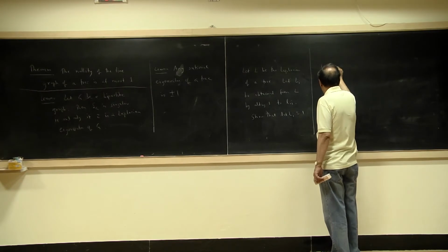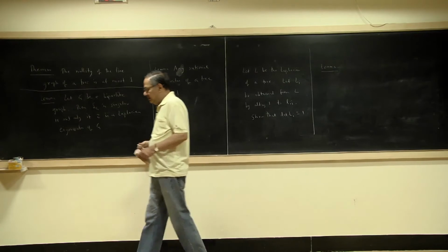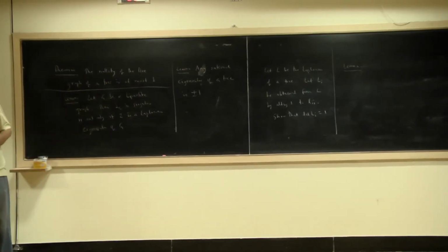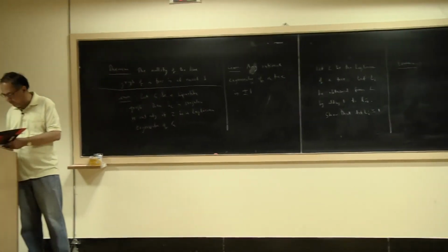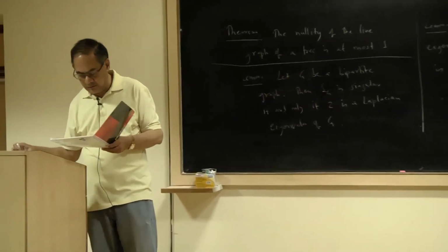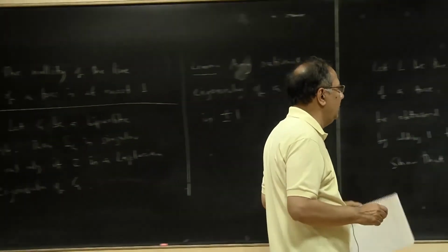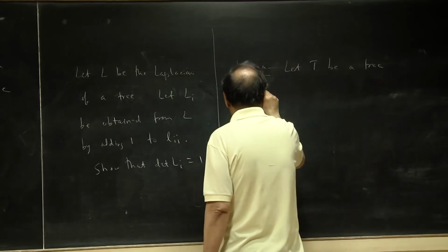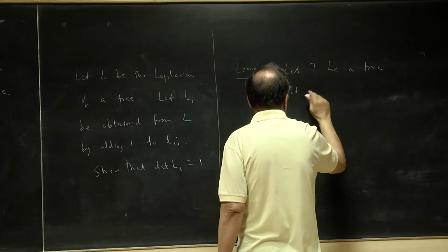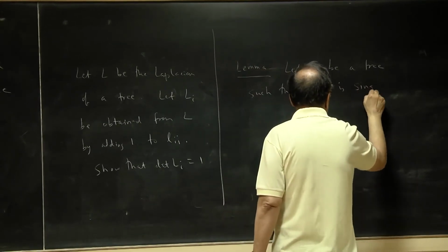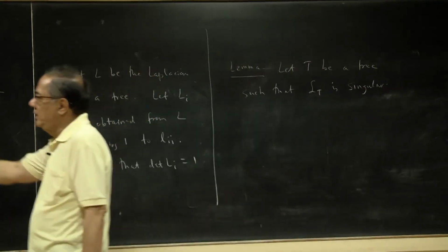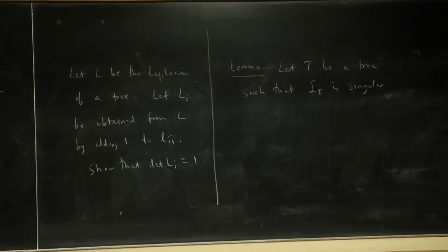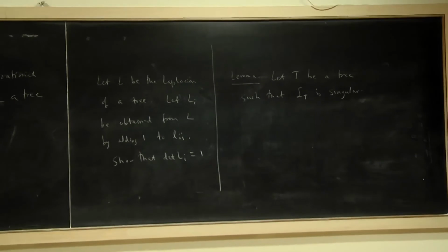Okay, now the next result is really the crucial result. That means all results so far were kind of elementary. This is also elementary, but it contains one idea which is crucial. So let T be a tree such that the line graph is singular. So all I have to prove now for the main theorem is that if you have a tree with a line graph which is singular, then the rank is n minus 1, so that the nullity is 1. Nullity 0 means it is non-singular. So either it is non-singular or singular with rank n minus 1.